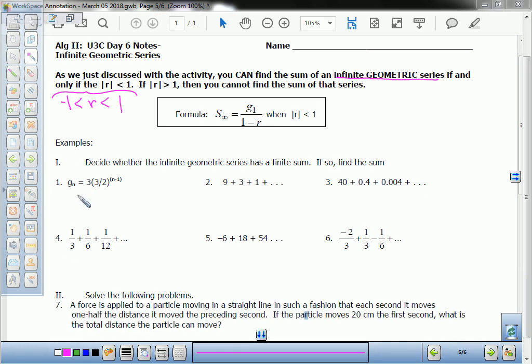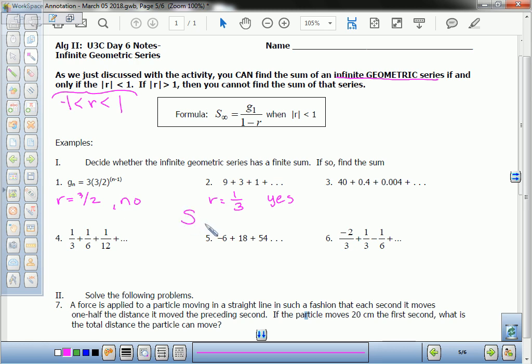So on this one, what is R? It's 3 halves. It's greater than 1. Can we do it? No. On this one, what is R? 1/3. Dividing by 3 is the same as multiplying by 1/3. So can we do it? Yes. 9 over 1 minus 1/3. So how do we do it?